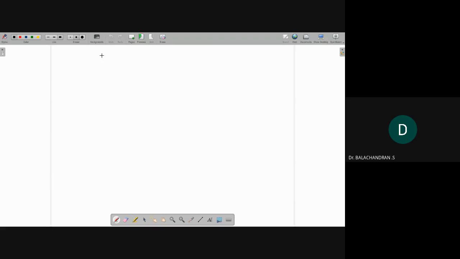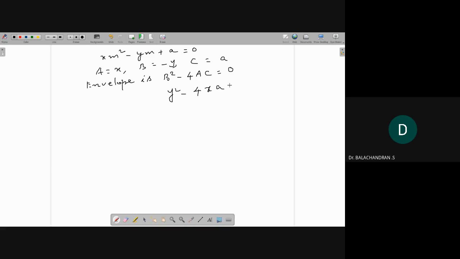I write the equation again, x m square minus y m plus a equal to 0. Okay, here capital A is x and capital B is minus y, capital C is a. So envelope is b square minus 4ac equal to 0. Hence b square is y square, minus 4, a is x, c is a, so y square minus 4ax equal to 0, or y square equal to 4ax.